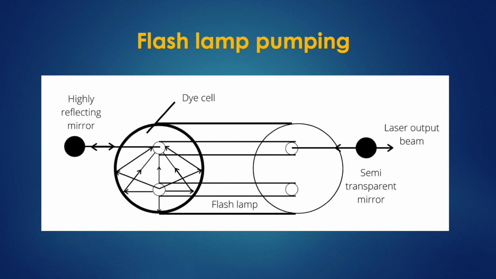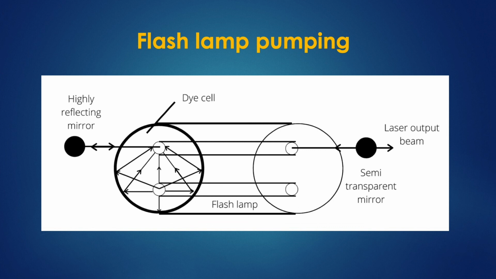You can see the flash lamp pumped dye laser design. This is entirely different from what we had for the ruby laser. You have a cylindrical, in fact, an elliptical cavity with the mirrors completely coated inside. In one of the foci of the ellipse, you have a tube in which dye solution is flowing continuously. In the other focus, you have a flash lamp. It is a linear flash lamp, not a spherical flash lamp as we had for the ruby laser.